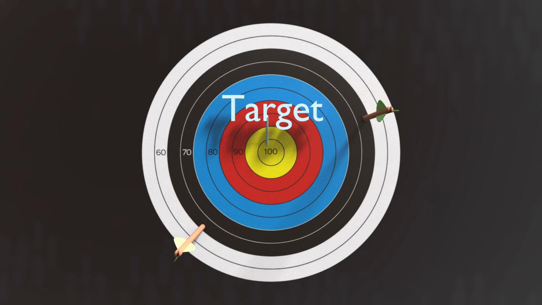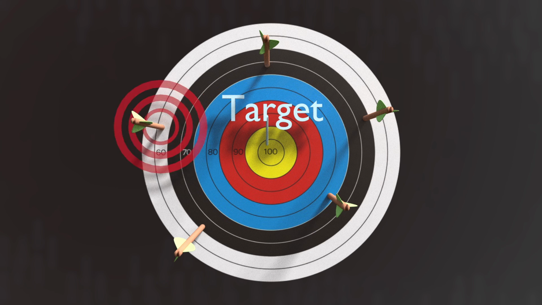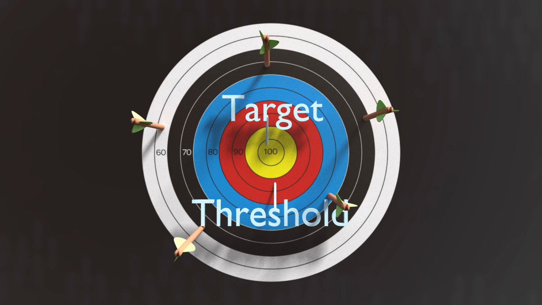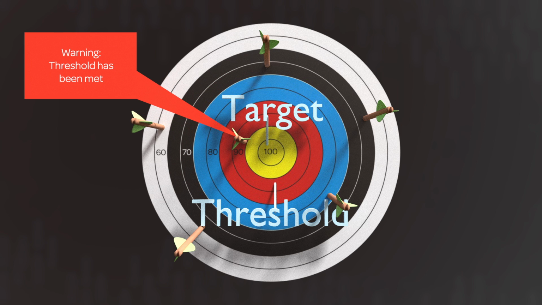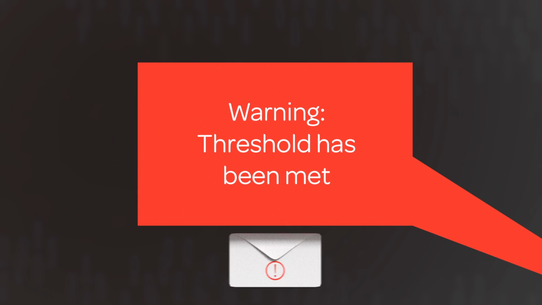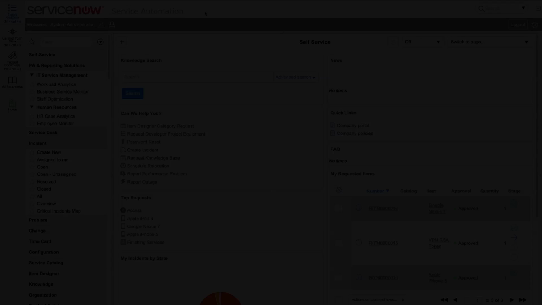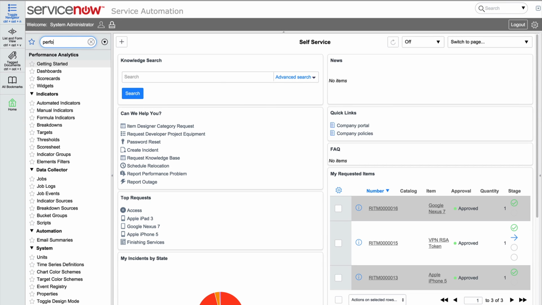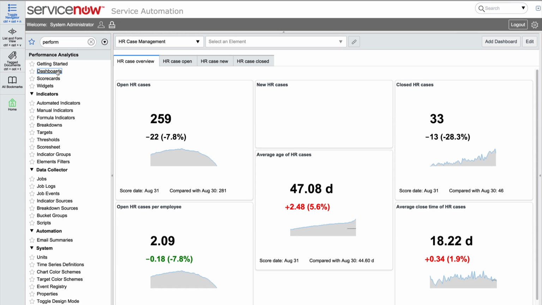Targets are predefined values that allow you to measure progress towards a goal. Thresholds provide advanced warning when a particular indicator is approaching a specific target, whether that target is desirable or not. For example, if a target of 100 is set for the maximum number of open incidents, a threshold can be set at 90 to alert users that the target is about to be hit. Let's take a look at setting up these values in the system for a specific indicator.